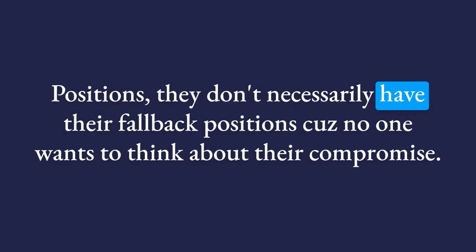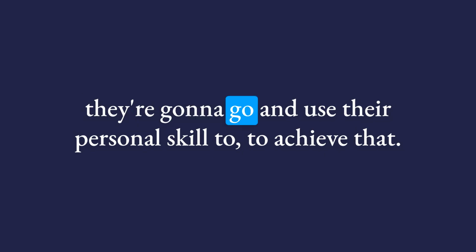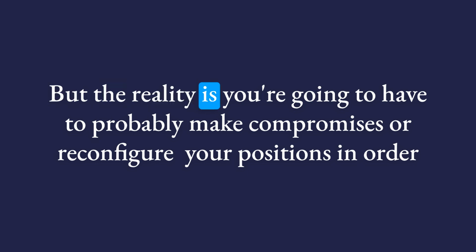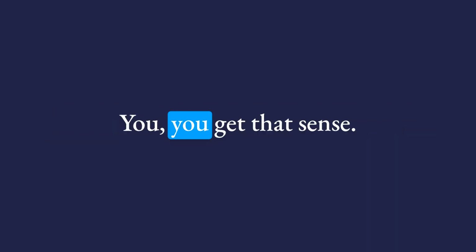They don't necessarily have their fallback positions because no one wants to think about their compromise. They want to think about what it is they're going to achieve, and they're going to go and use their personal skill to achieve that. But the reality is you're going to have to probably make compromises or reconfigure your positions in order to achieve the maximum number of interests that you can. By practicing it, you get that sense.